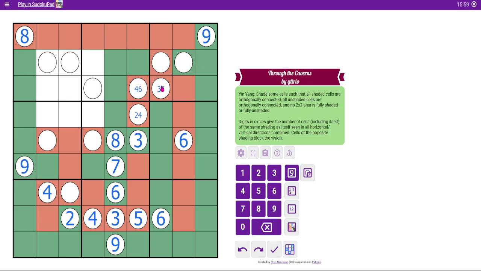This one is the green. So this one is now 4. This is 2. This is 5. This is 3 shades. This is a 2. Now we need to have a look at some of these circles over here.